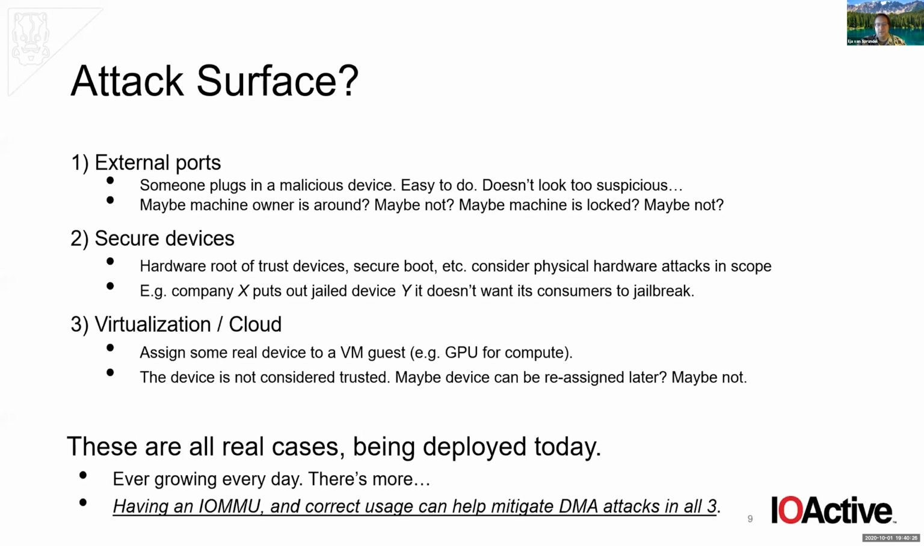The third case where IOMMUs can be helpful for security reasons is virtualization. Let's say you have a quote unquote secure guest and you want to share some hardware with it, but you don't trust the hardware. You can use an IOMMU to make sure that the device can't trample all over DRAM for your guest. These are all real cases that are being deployed and used today, and the set of cases just grows every day. And all 3 of them, having an IOMMU and correct usage, can help mitigate DMA attacks.